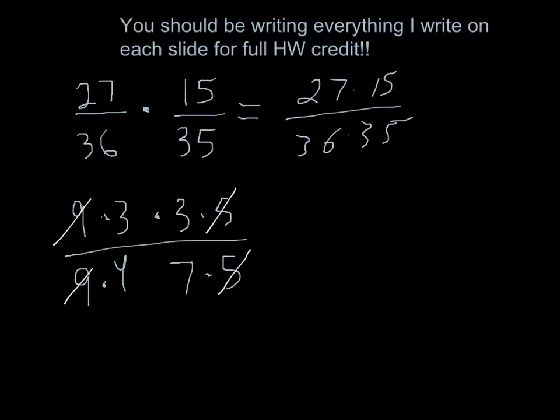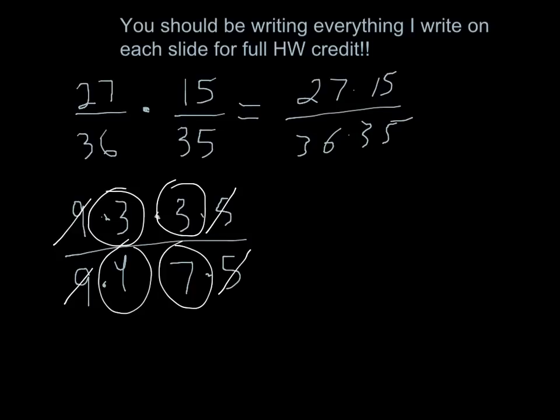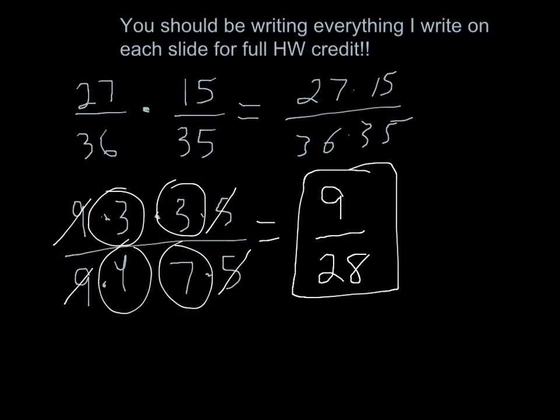Now, I can't cross-reduce across the top, or just anybody on the top can reduce with anybody on the bottom. Nothing else left, so what we have as a remainder, or as a final reduced answer, is 9 over 28. If you've done this correctly, you'll notice that 9 and 28 have nothing in common and therefore cannot be reduced.